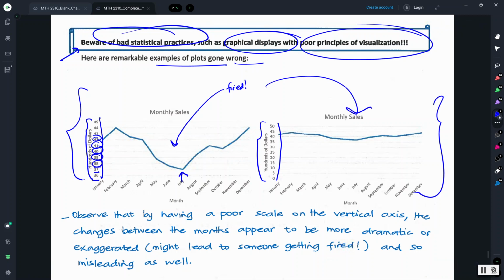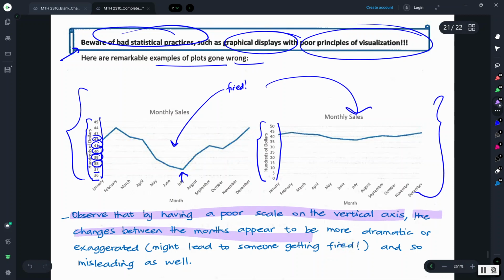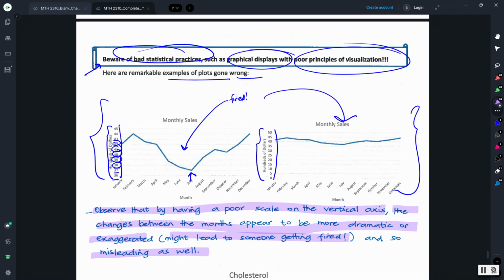this way. So observe in this case that by having a poor scale on the vertical axis, the changes between the months appear to be more dramatic or exaggerated. That might lead to getting someone fired, and this might be misleading. So it is important when you are representing your data graphically to choose an appropriate axis or representation that does not overemphasize the facts or that does not under represent the insights in the data.